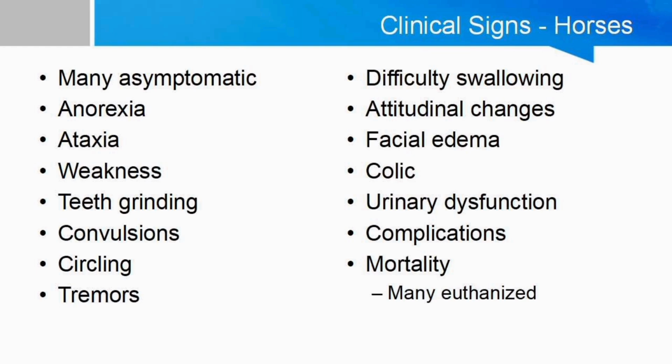Some animals have cranial nerve deficits, particularly weakness or paralysis of the face and tongue, which may lead to difficulty in swallowing. Attitudinal changes, including somnolence, apprehension, hyperesthesia, or periods of hyperexcitability, are also common. Colic and urinary dysfunction, from mild straining to stranguria, have also been reported. Some animals die spontaneously, but many severely affected animals are euthanized for humane reasons.